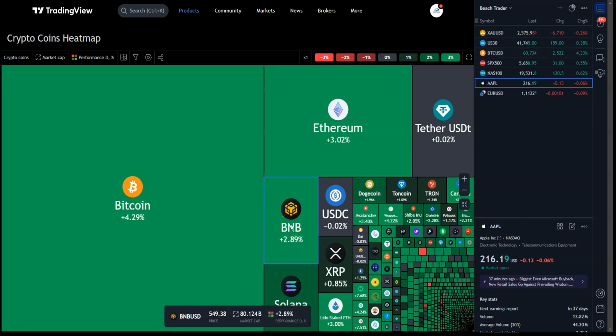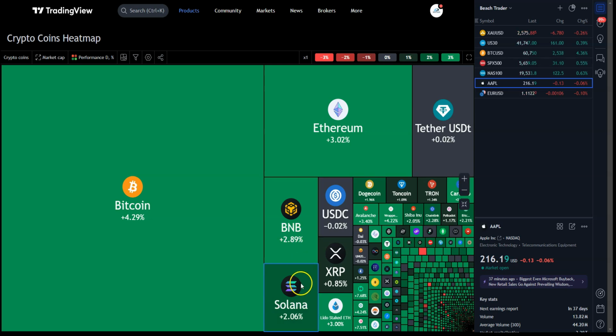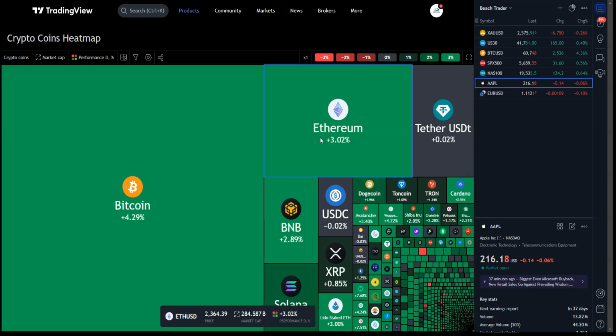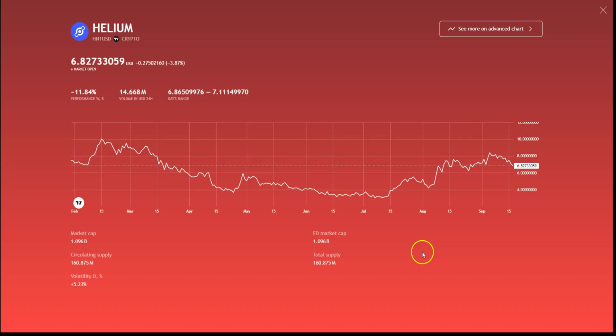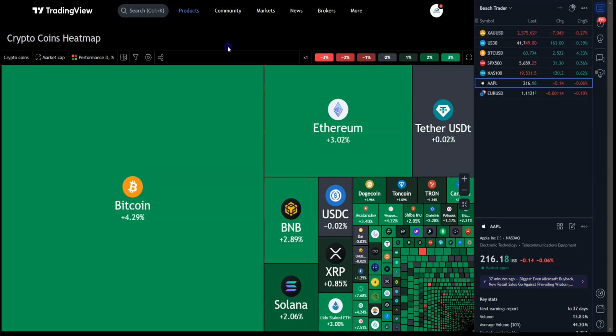You know, BNB went up 2%, Solana 2%. So it looks like a good day for what? Crypto. Why? Because everything is green except for these little guys that are red, and they're probably just moving a little bit. Let's click on this one and see how much it went down today. Performance for the week is down 11%, but today is down 3%. Helium.